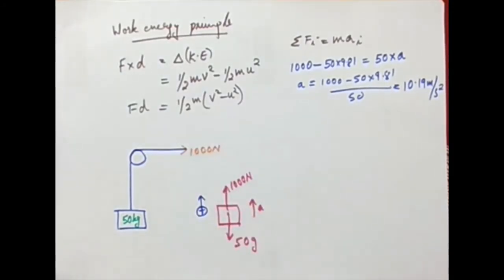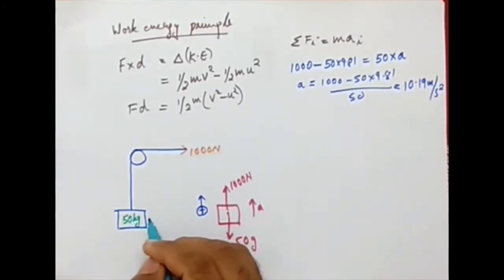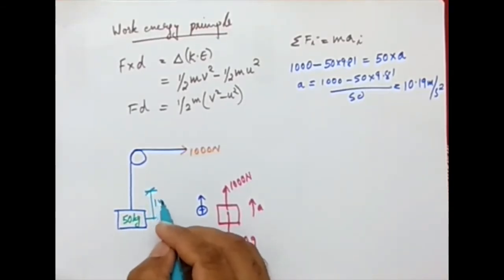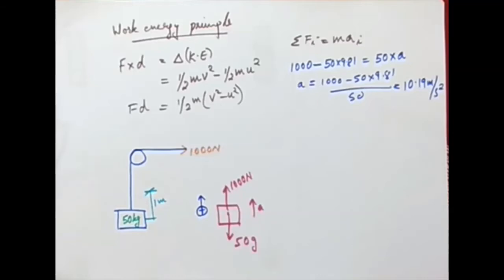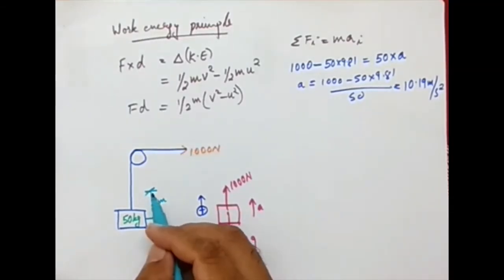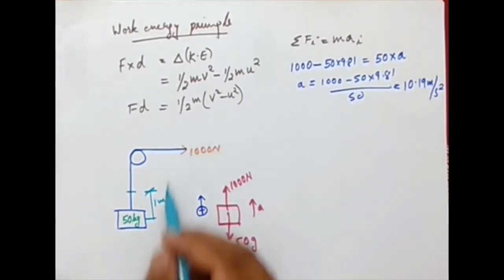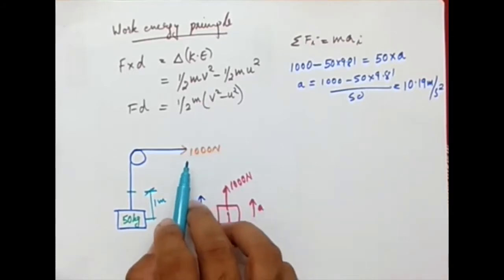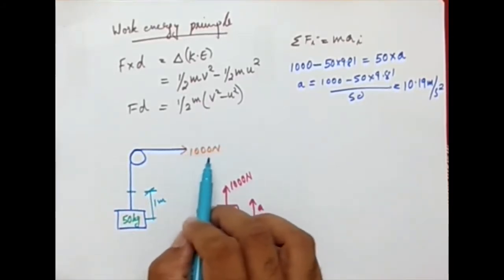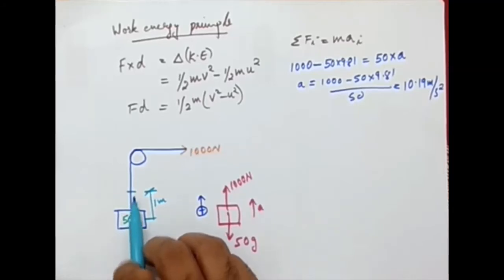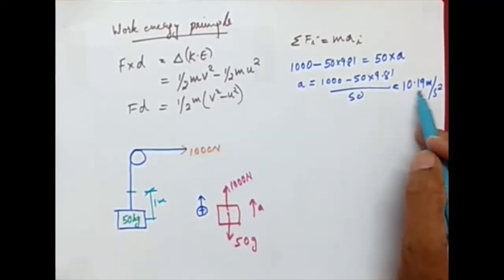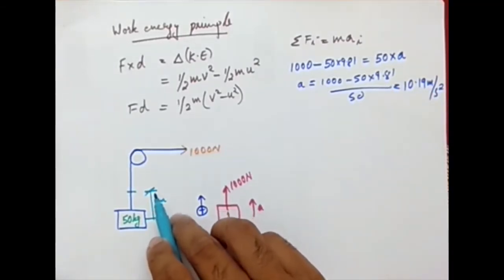Now I'm considering a different case here. Let this block move by an amount of 1 meter. I want to know, at the instant when this block reaches a height of 1 meter, what will be the velocity of the block? Currently it is in a state of rest, and when I applied 1000 Newton, it started to move. I applied this 1000 Newton consistently so that the block is moving upward with a constant acceleration of 10.19 meter per second square. And I want to know what is the velocity of this block when it reached a height of 1 meter.